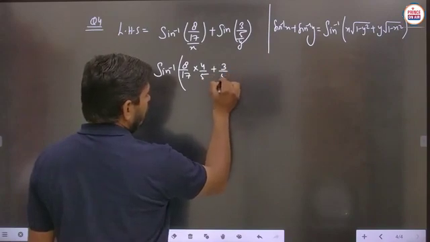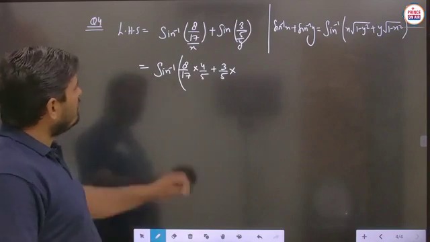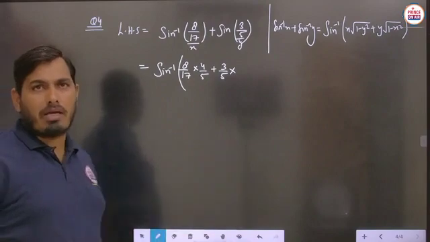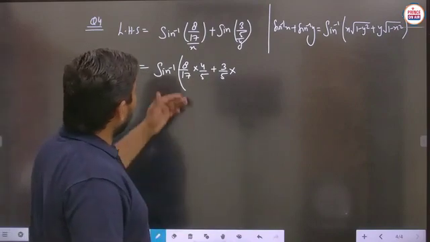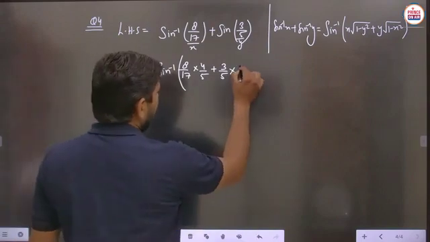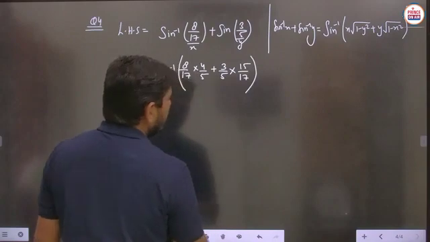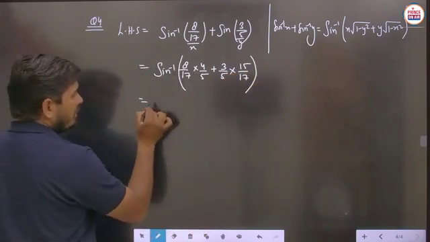3 by 5. Next you can write the 1 under root 1 minus x square, so 1 minus 64 upon 289, because 17 square is 289. So definitely this should be obtained as 15 by 17. Is it to be clear? So you can just check the calculation and do the calculation by yourself.